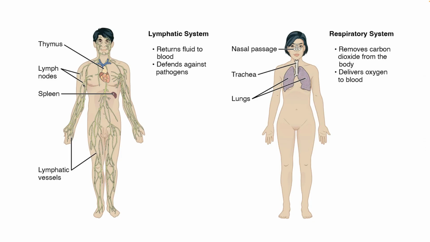The respiratory system, as I already mentioned, is responsible for delivering oxygen to the blood and taking the carbon dioxide from the blood and eliminating it from the body. So what's shown here, the nasal passage, the trachea, which is the tube that goes from the back of the mouth, and then it branches and eventually it leads to the lung tissue.